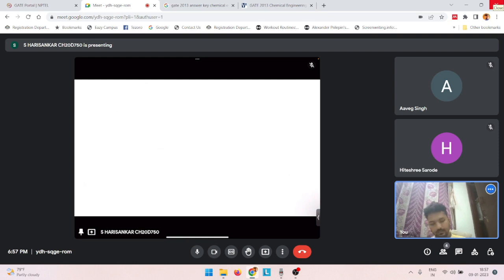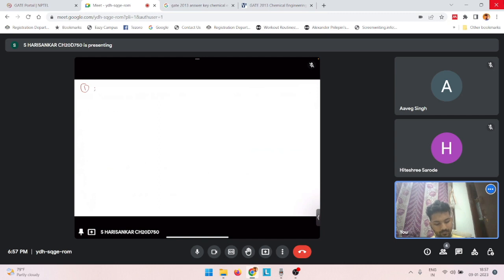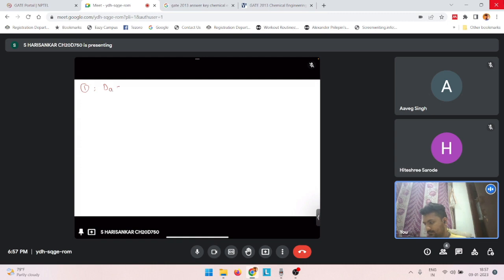So in the first part of the question, they have given the sizes: 2.54 millimeter was reduced to a size of 1.27 millimeter. So we will write the Bond's law for this size reduction first. Let's take it as case 1. The diameter dA is given as 2.54 mm, dB is given as 1.27 mm.